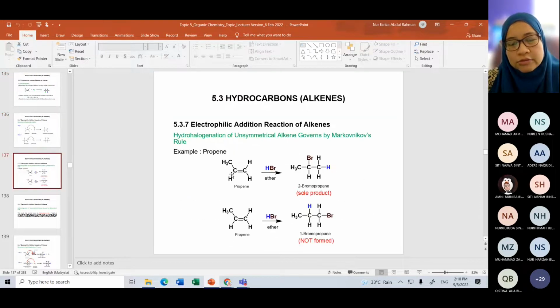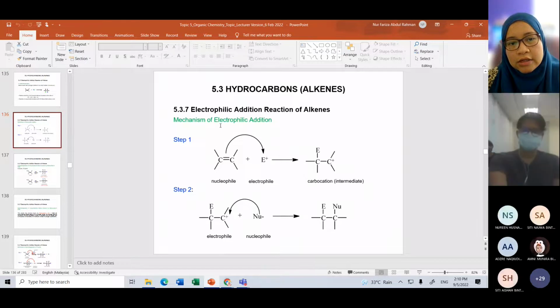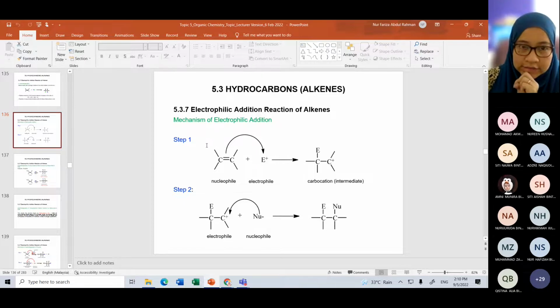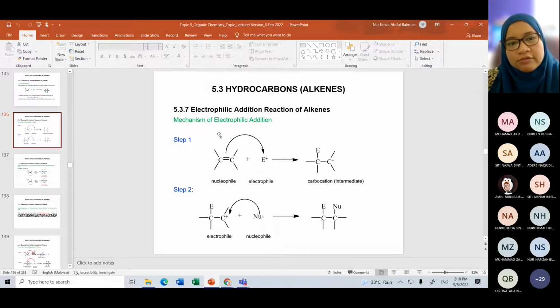For hydrohalogenation, we have a mechanism. For hydrogenation, halogenation in a solvent, and halogenation in water, we don't have a mechanism. In our syllabus, of course, every reaction has its own mechanism, but for alkenes we are more focused on hydrohalogenation and hydration later on. So for hydrohalogenation, we have a mechanism. Please take note of this.